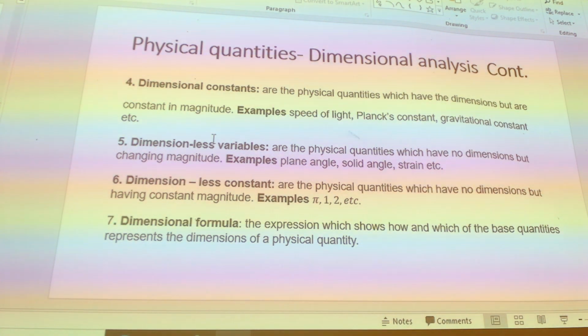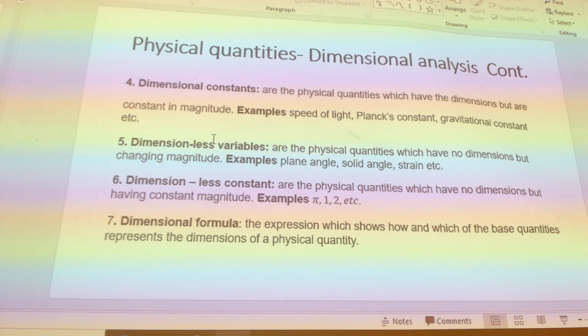So we consider the other form, dimensionless variables. These are simply the physical quantities which have no dimensions but changing magnitude. For example, we have plane angle, solid angle, and as well as strain. As we discussed, these values don't have any dimension, so they are dimensionless. So we consider the other one, dimensionless constant. A dimensionless constant is just like an ordinary number.